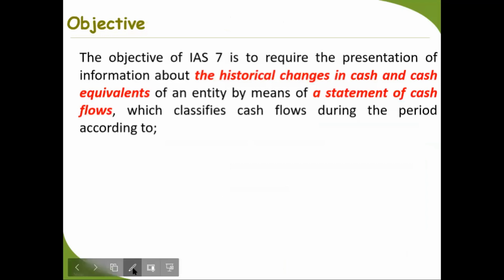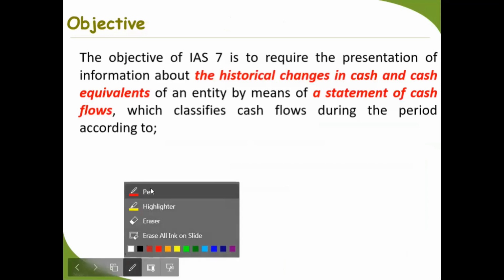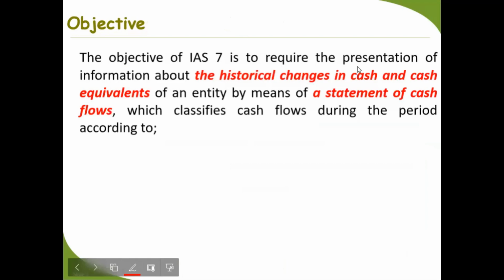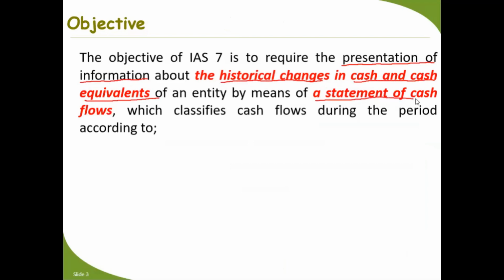Okay. What is the objective of this standard? IAS 7 objective is to require the presentation of information about historical changes in cash and cash equivalents of an entity by means of statement of cash flow. What we will do, we will prepare statement of cash flow. By using that statement of cash flow, we will present the information related to changes in cash and cash equivalents.